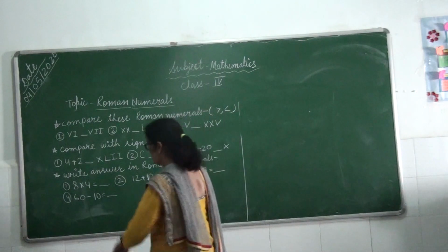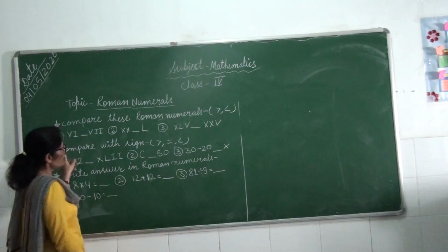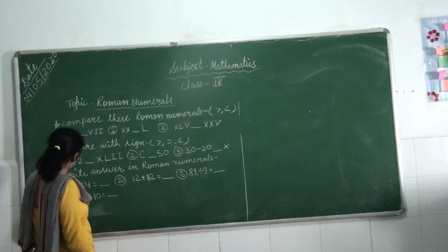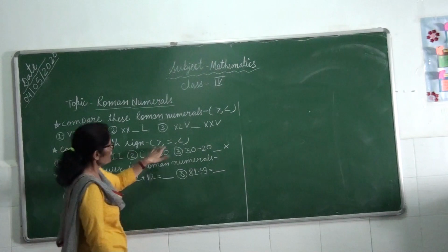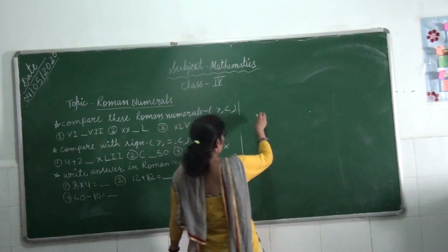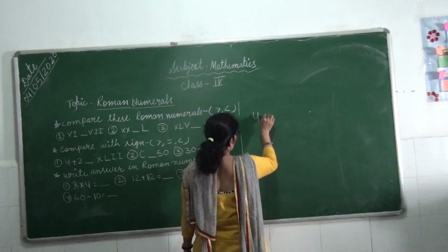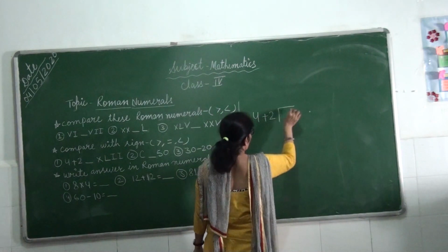Now another exercise I have taken. Compare with sign in Roman exercise. हमको इन signs को use करके complete करना है. Then what I have written here? 4 plus 2, blank.